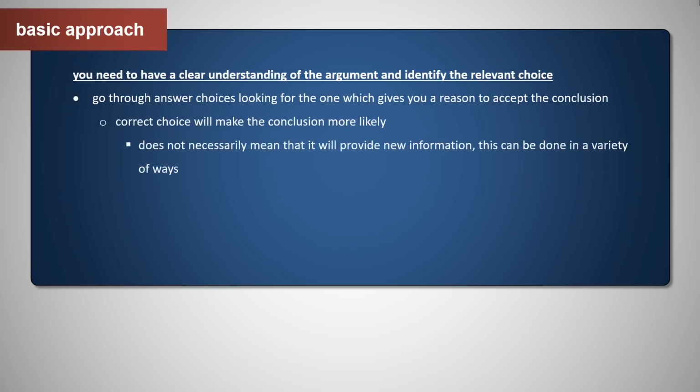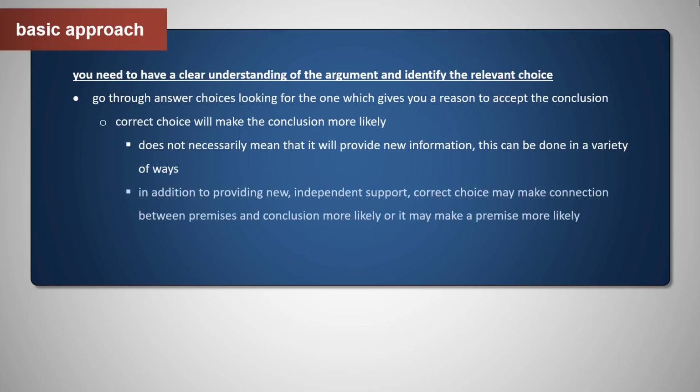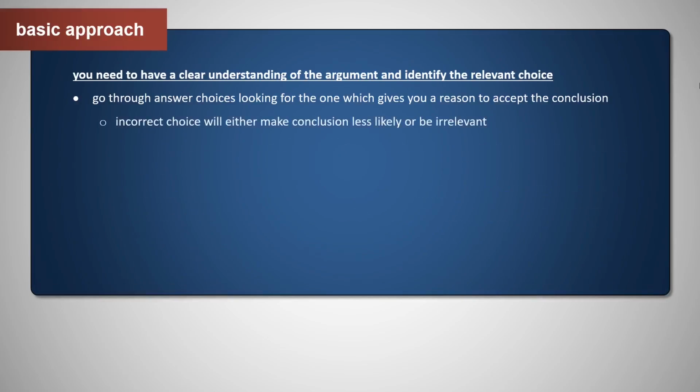So that doesn't necessarily mean that it'll provide new information, because that can be done in a variety of ways to make the conclusion more likely. In addition to providing new independent support, the correct choice may just make the connection between the premises and the conclusion more likely, or might even make a premise more likely. And then the incorrect choice will either make the conclusion less likely, or it might just be irrelevant.